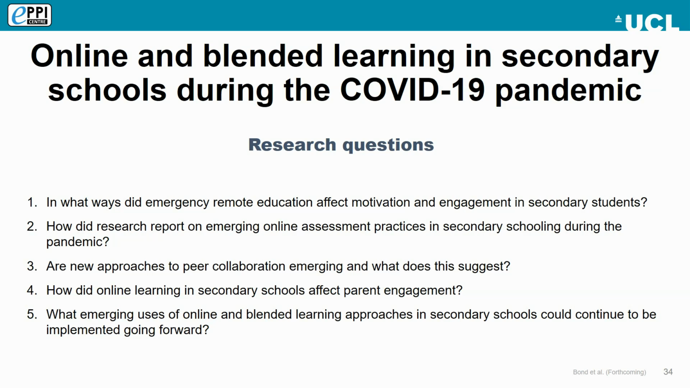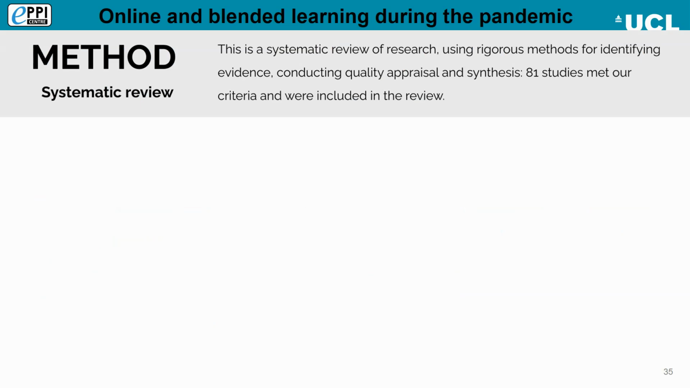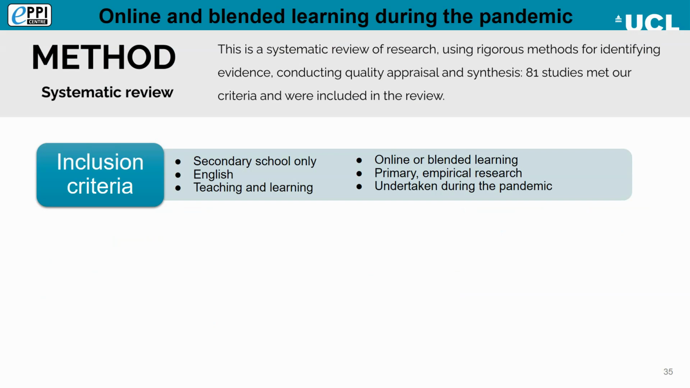Again, we used a systematic review and we focused only on secondary school, as I mentioned. Again, we focused only on English published literature that included the teaching and learning. So any studies that were looking at a broader macro or meso level approach, we didn't include, and we were really only focusing on that micro system level. We only included studies that looked at online or blended learning approaches, and that were primary empirical research, and of course that were undertaken during the pandemic.